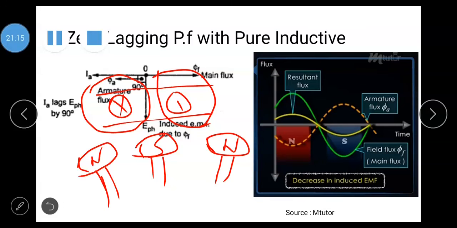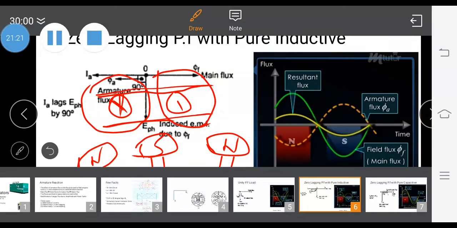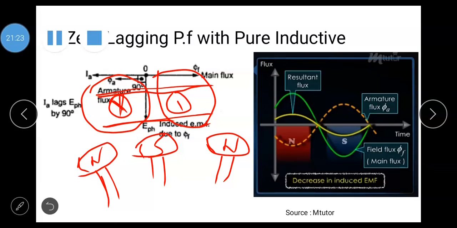Now you can see this is an armature conductor, this is a cross, this is a dot. The cross is an inward direction, the dot is an outward direction. So the flux direction for the cross will be clockwise, and the flux direction for this one will be anti-clockwise.